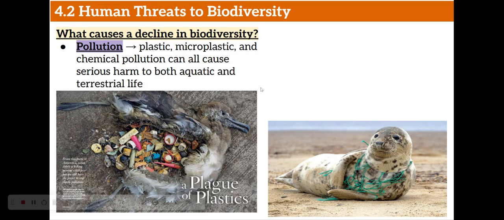Pollution is a big one and a common one that you guys are probably the most familiar with. Plastic, microplastic, and chemical pollution can all cause serious harm to aquatic and terrestrial life. There's the big drive, especially in New Jersey, for no plastic bags, no plastic straws, and we'll see later this year that yes, plastic pollution is incredibly pervasive and an issue, but it turns out that plastic fishing gear is actually the number one plastic pollutant in the world.